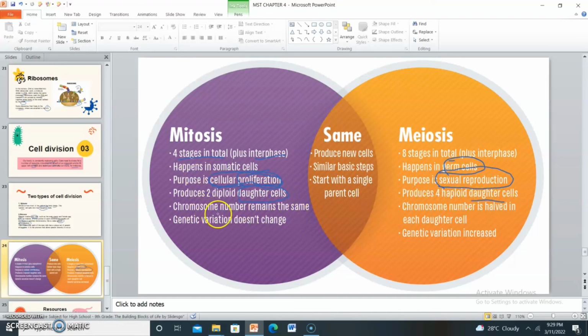In mitosis, the chromosome number is the same, and in meiosis, the chromosome number is halved in each daughter cell. In mitosis, genetic variation doesn't change, but in meiosis, genetic variation is increased. What they have in common is that both produce new cells and follow similar basic steps, starting with a single parent cell. That is the basic similarity of the two processes.